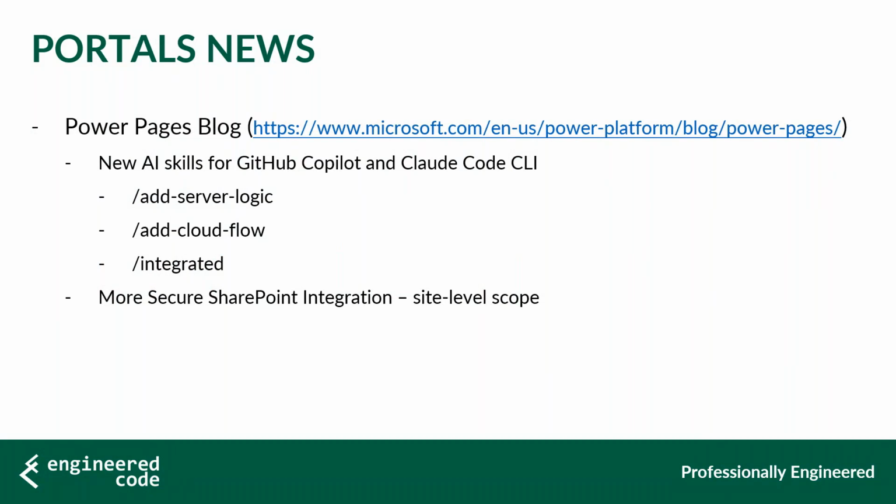That should say integrated backend, which, according to the documentation, analyzes your prototype, determines the right approach for each feature, and orchestrates the complete build sequence. So it's talking about Web API, server logic, or cloud flow. That's interesting. Sorry about that. That should say integrated backend. If you're not using GitHub Copilot or Claude Code CLI as part of your development, you're probably doing more work than you need to. So definitely suggest you look into those options.